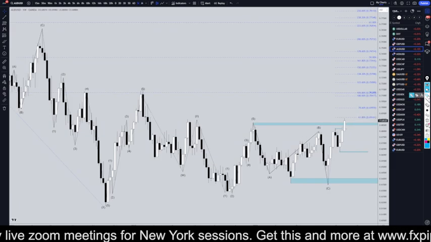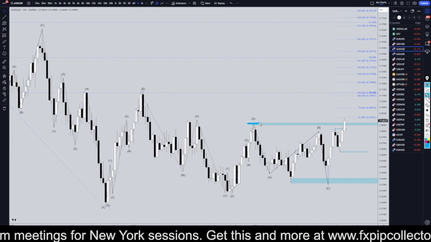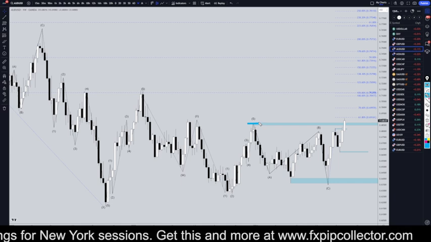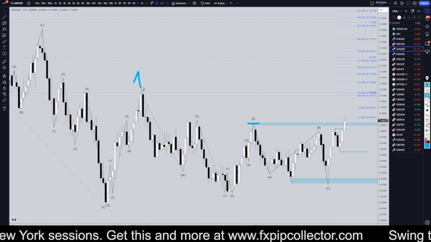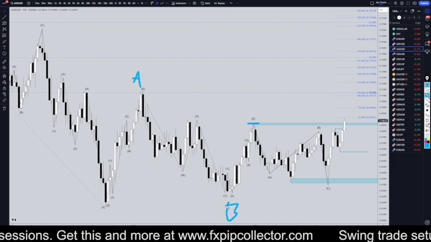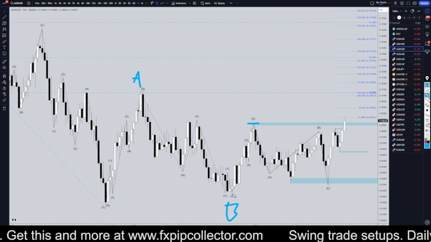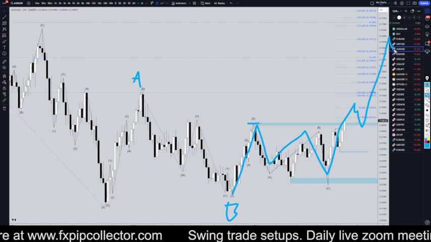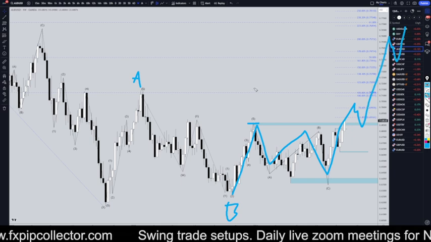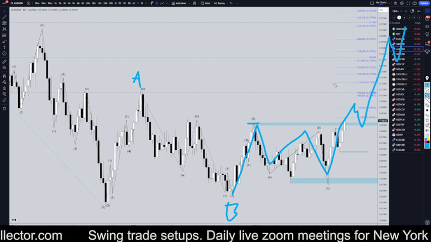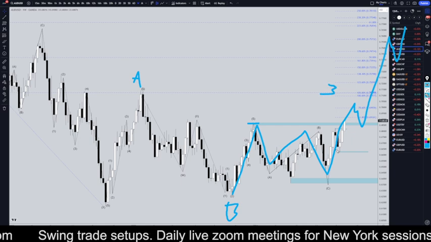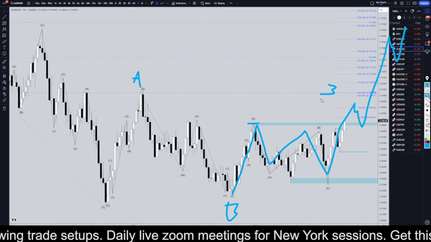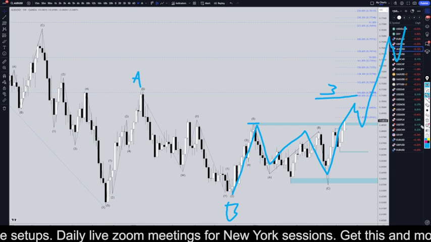On the weekly time frame, we are starting to break out of this high right here, probably a pretty significant area of resistance, but I still think this is a wave A, I think this is a wave B, and I think we're in a wave C now. So I think this is a 1, a 2, and I think we are in a wave 3 of wave C. Now if it is a wave 3 of wave C, then on these weekly time frames it needs to continue to make higher highs, higher lows in order to confirm that it really is a wave 3.